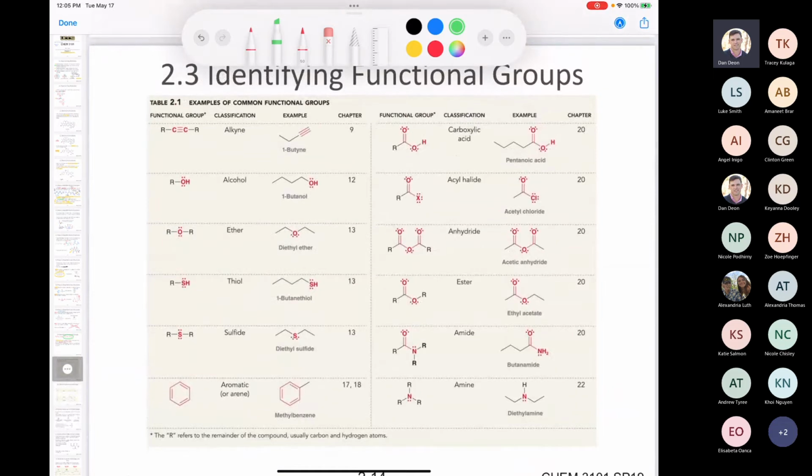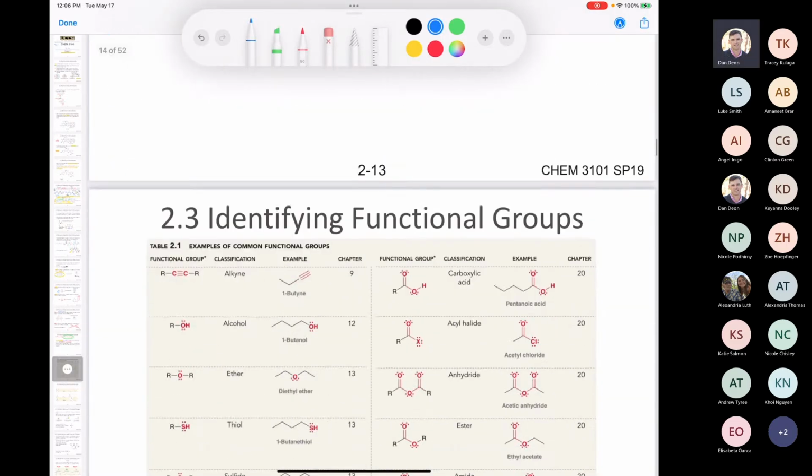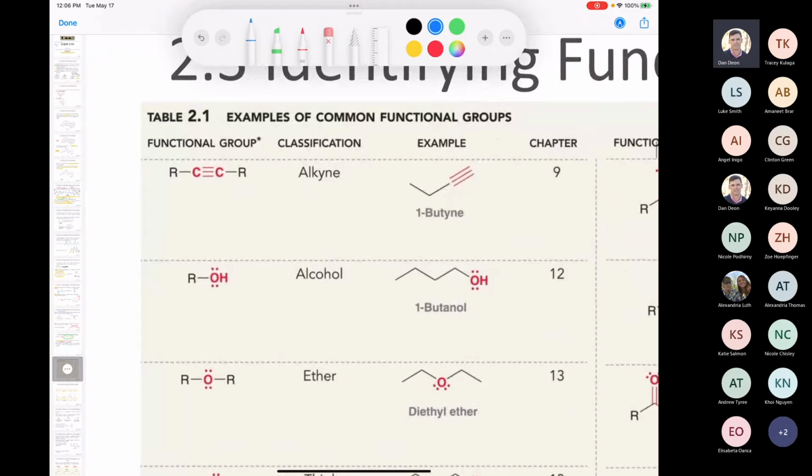You don't need to know the names of the compounds. I think I even have that written here. Focus on the parts. Don't worry about the names because we learn nomenclature later on in the class. What you need to know, let me start here: when you see a carbon with a triple bond to another carbon, that's called an alkyne. That's what you need to know. You don't have to know how to name 1-butene. That's something that we learn towards the end of this class.